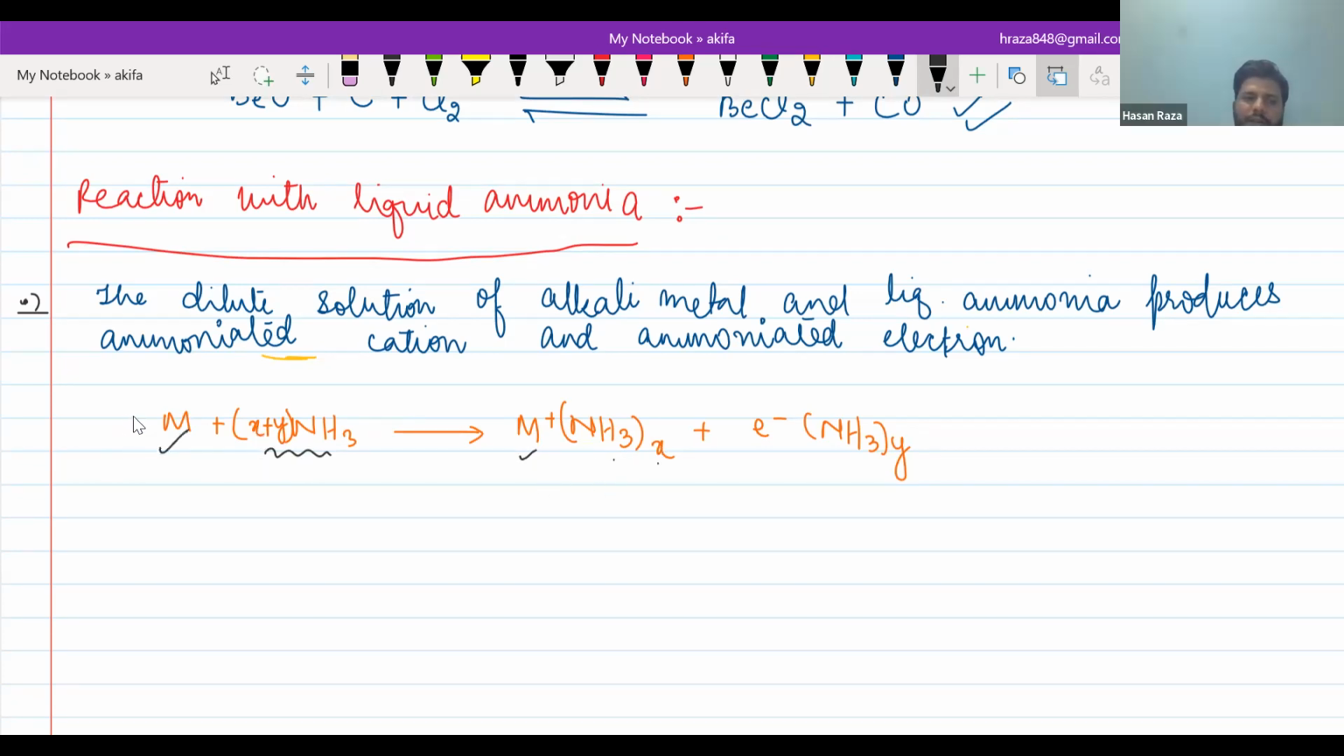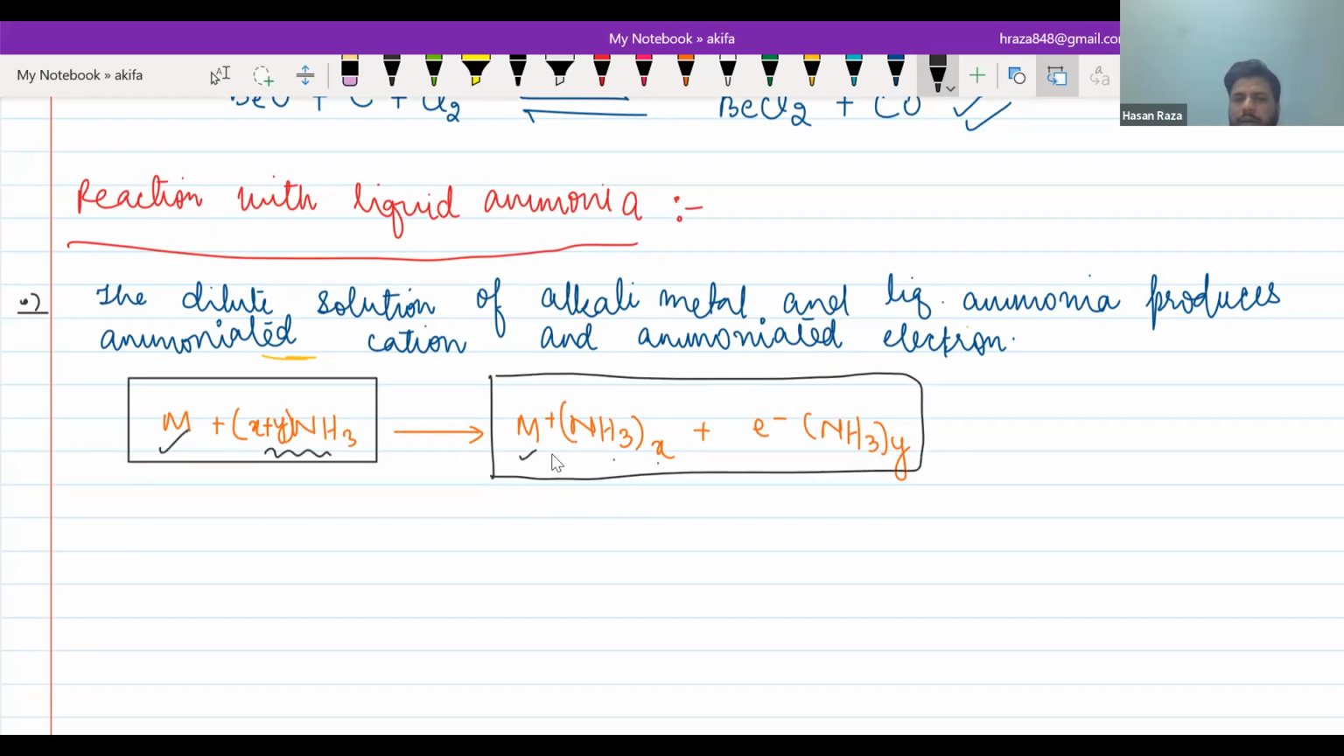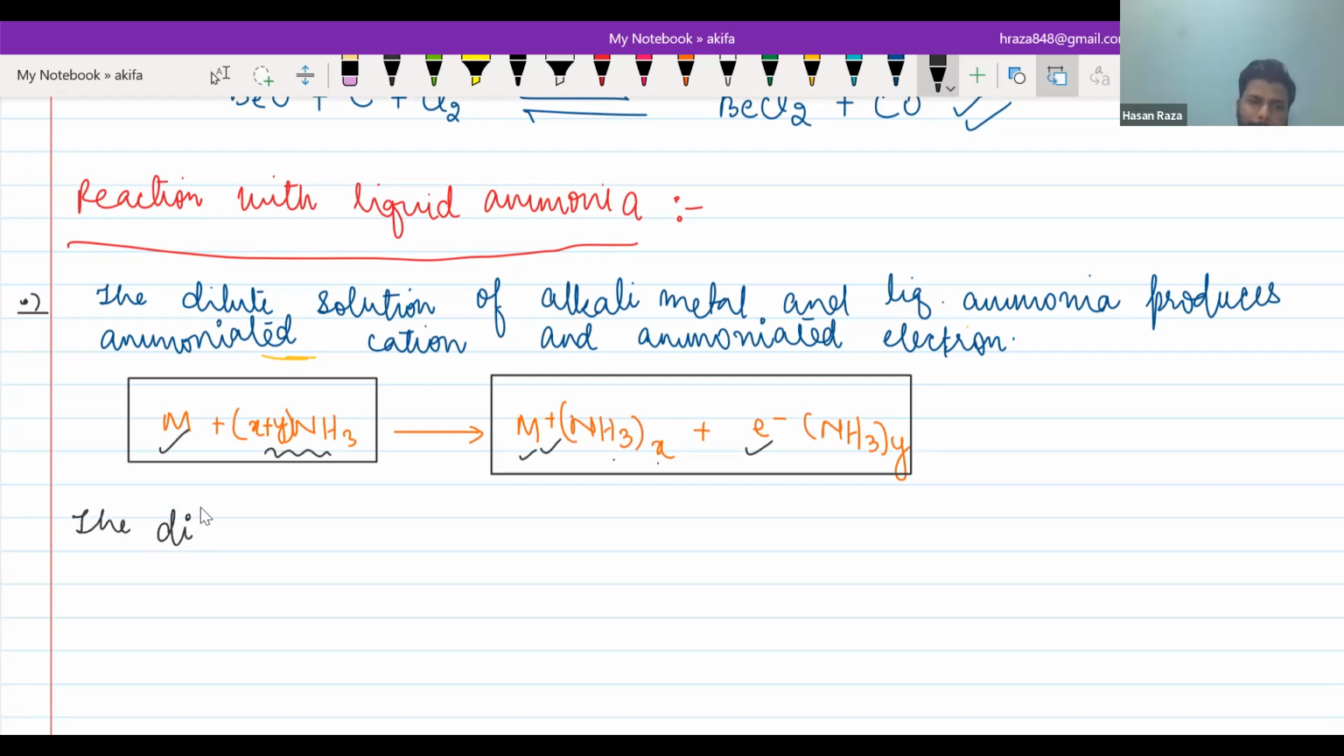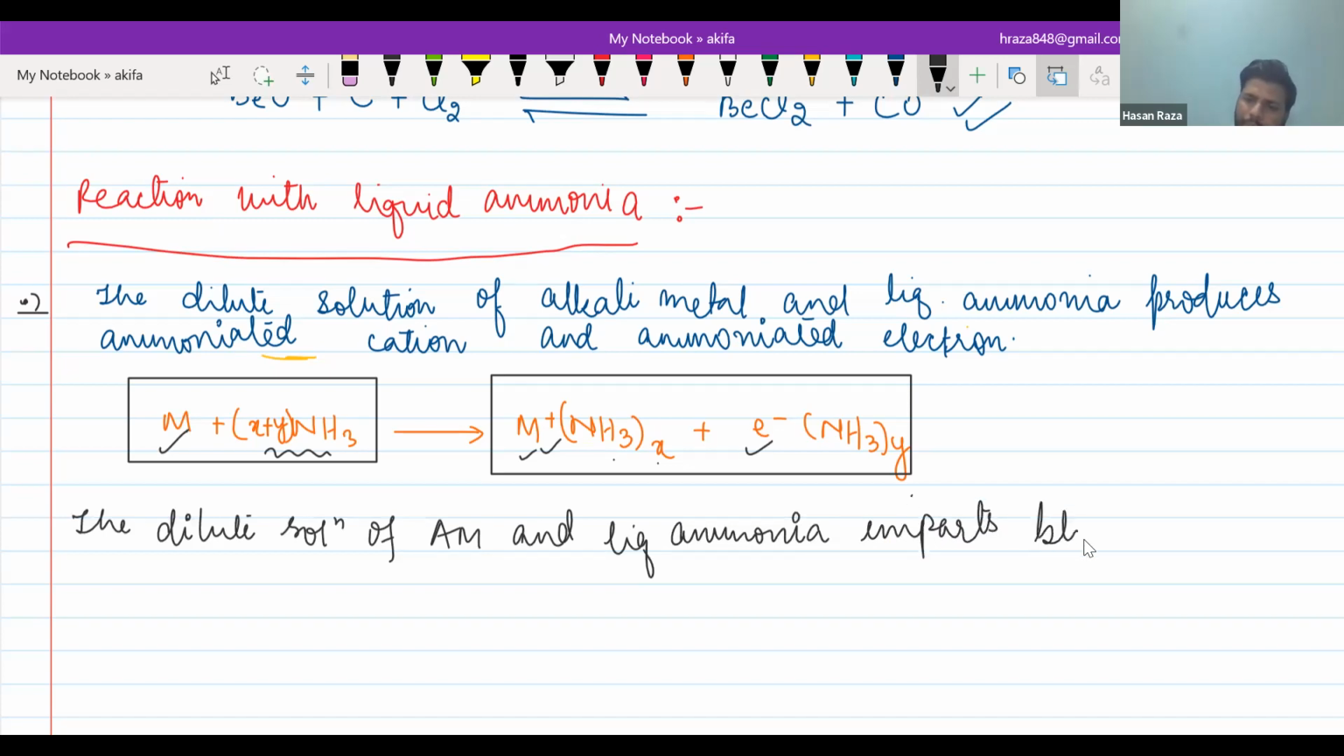Charge, you can see here on the left hand side there is no charge. On the right hand side there is also no charge. Why? Positive plus and negative minus cancel each other. Right? So there is an important discussion about it. The dilute solution of alkali metal and liquid ammonia imparts blue color. Why does this impart color? Because of this free electron.